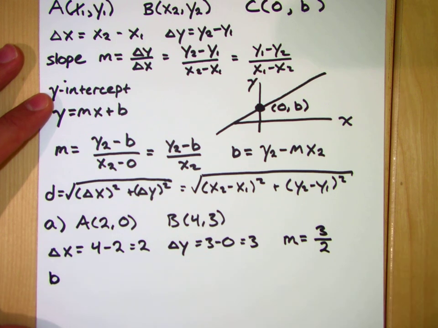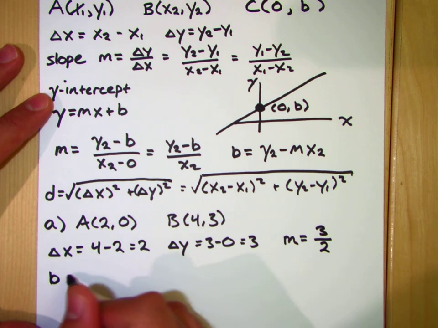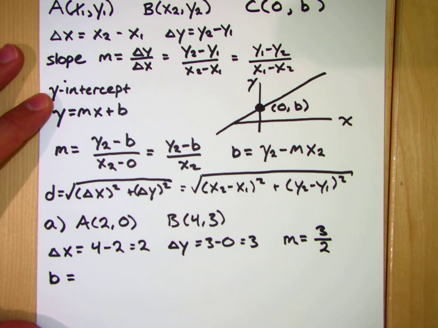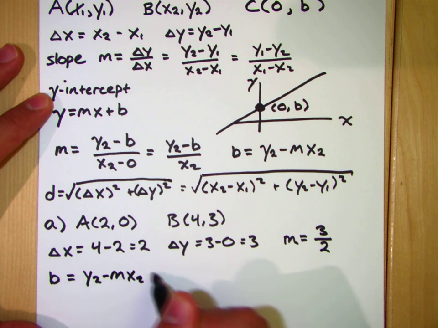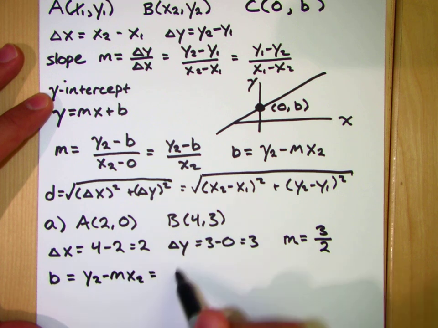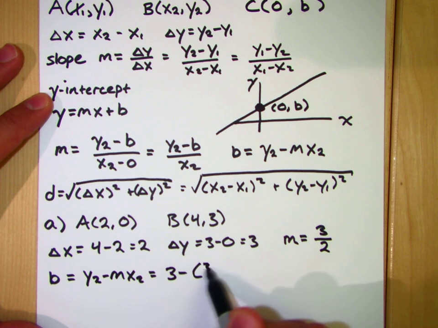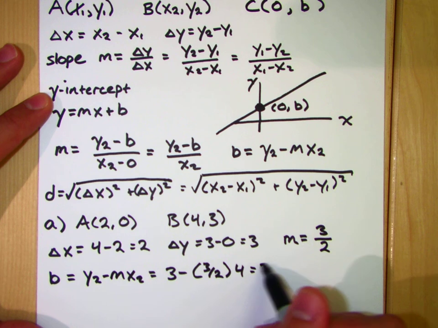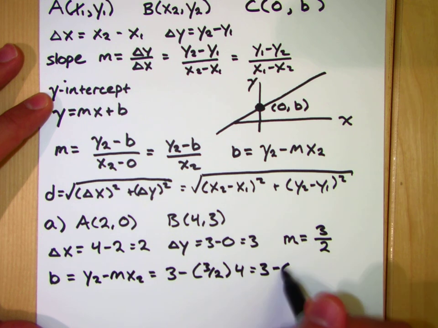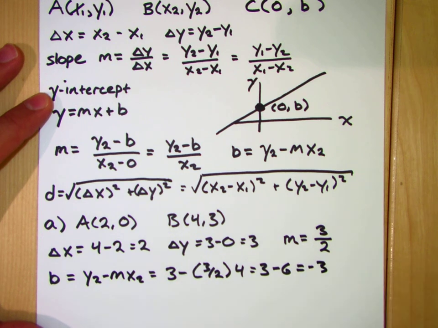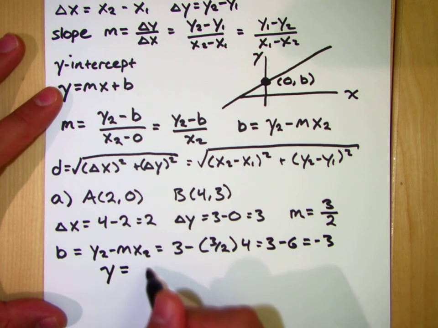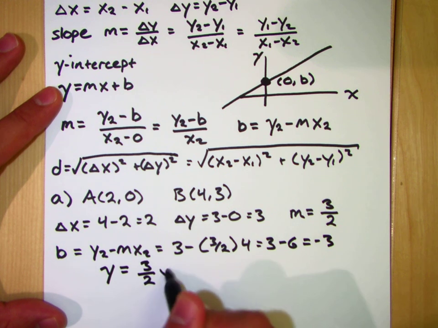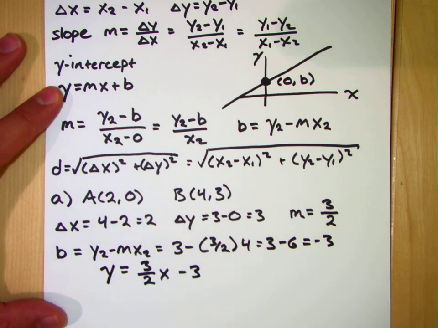The y-intercept, and I'll calculate the y-intercept using point B. The y-intercept is equal to y2 minus the slope times x2, which in this case is 3 minus 3/2 times 4, and this is equal to 3 minus 6, which is equal to -3, which means that the equation for our line is y equals mx plus b, which is equal to 3/2 x minus 3.